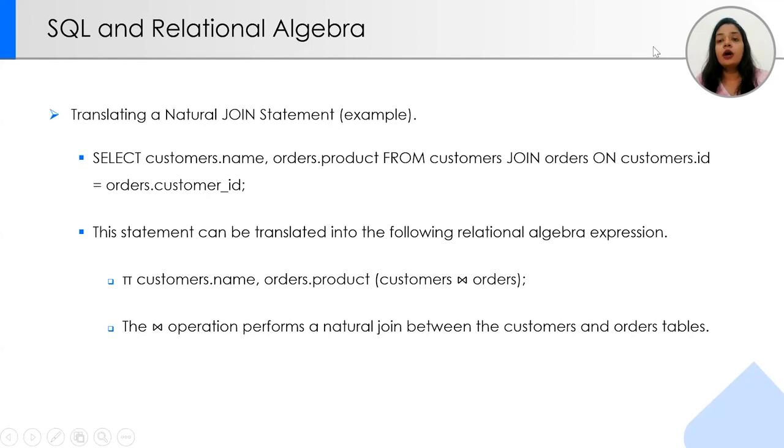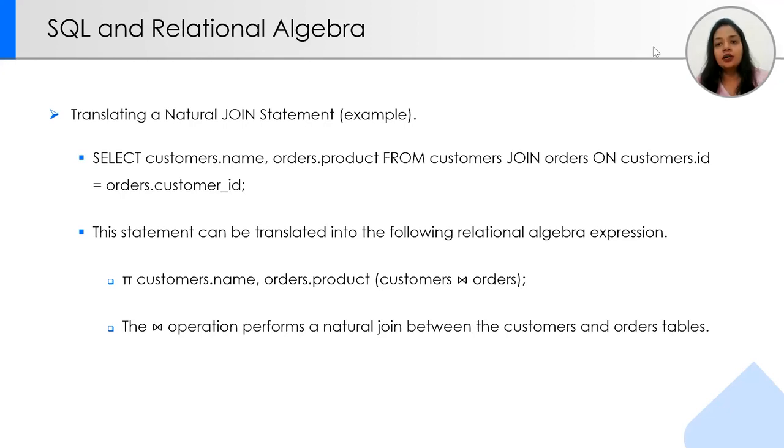Now let us discuss one example related to translating a natural join statement. Here you are going to select customers dot name, comma, orders dot product from customers join orders on customers dot id equals orders dot customer underscore id.